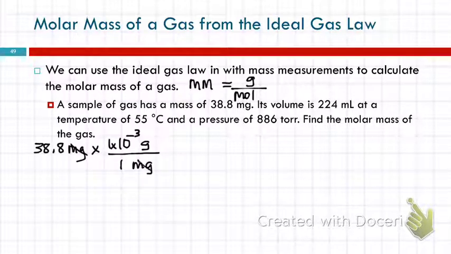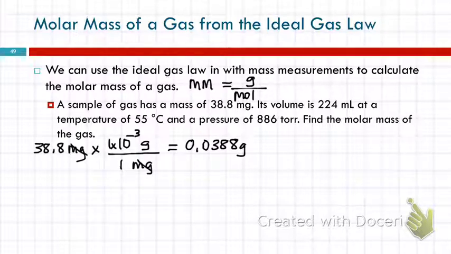The milligram units cancel out. Remember, on your calculator, the way you enter something in scientific notation will be 1 EE -3. There's no times 10 or anything. And so this is going to give me an answer of 0.0388 grams. The next thing I need to do is find out how many moles are there, right?